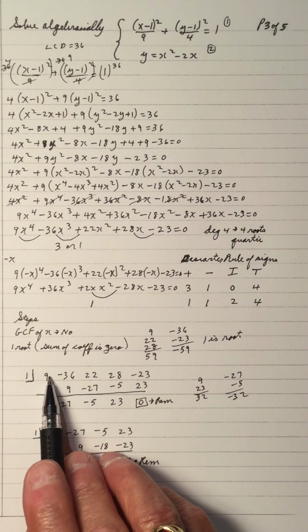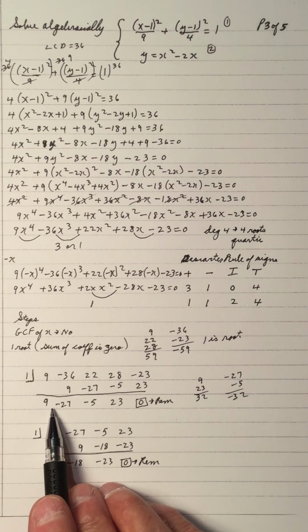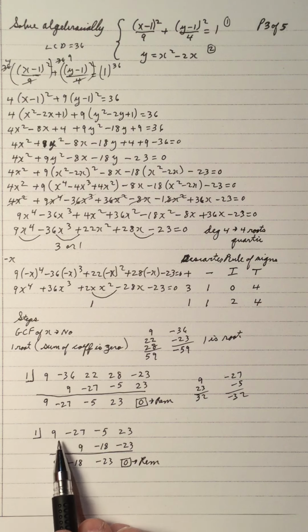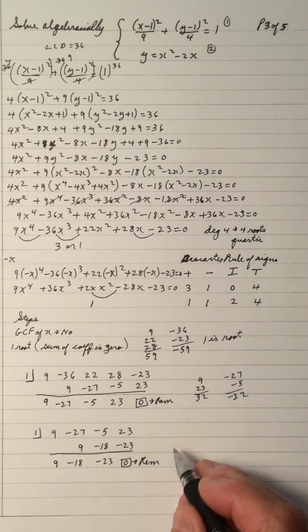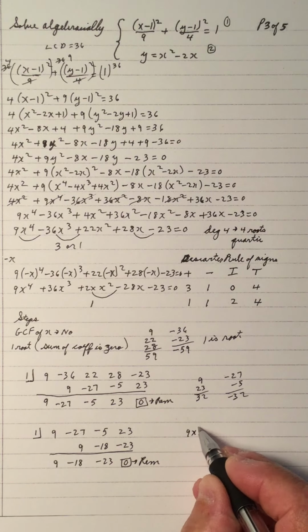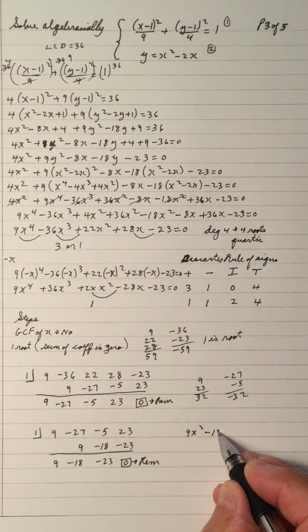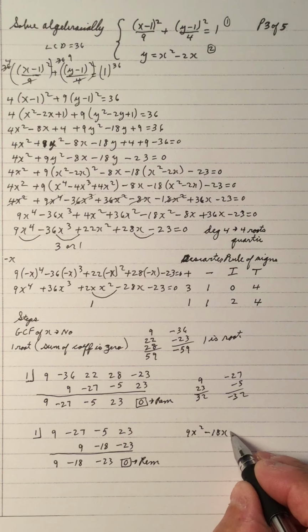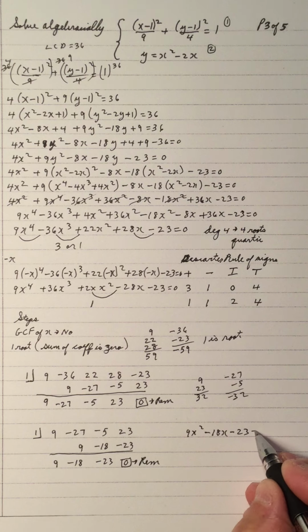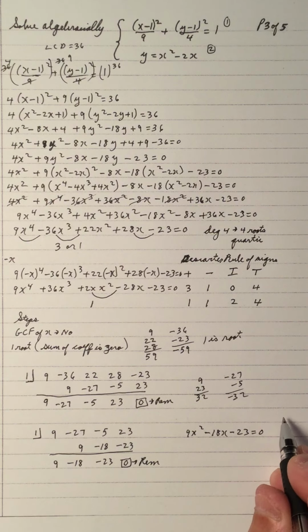So when I work, this is x to the 4th. So when I work this one, it should go down 1. So that's x cubed, because I did it again, this is x cubed. So this should be an x squared. So this equation right here is 9x squared minus 18x minus 23 equals 0.